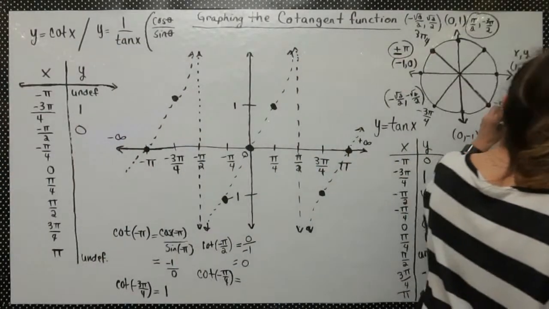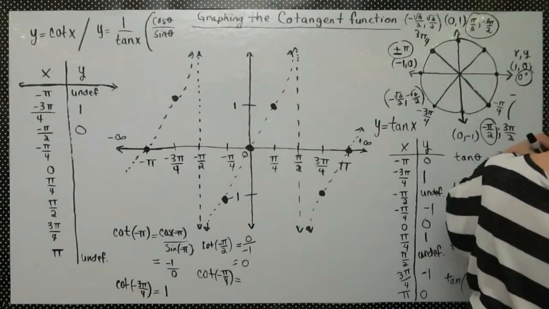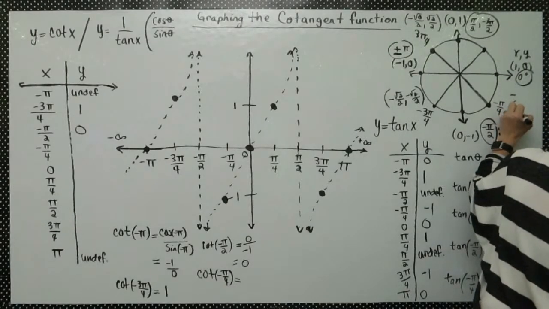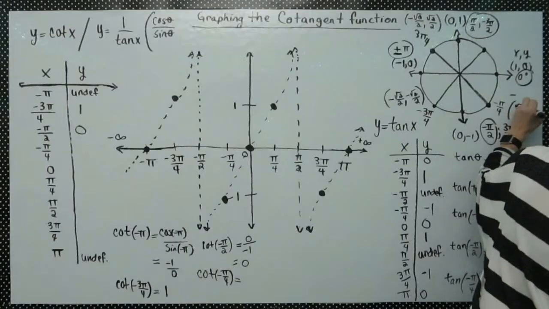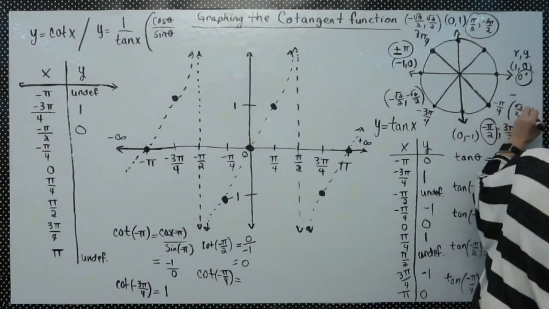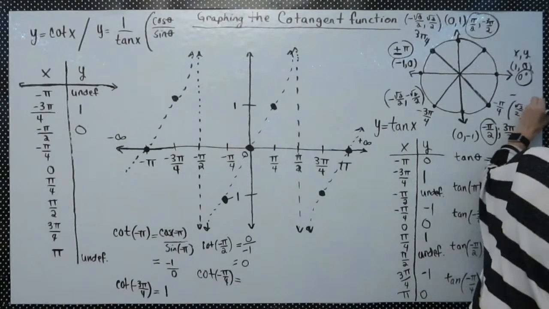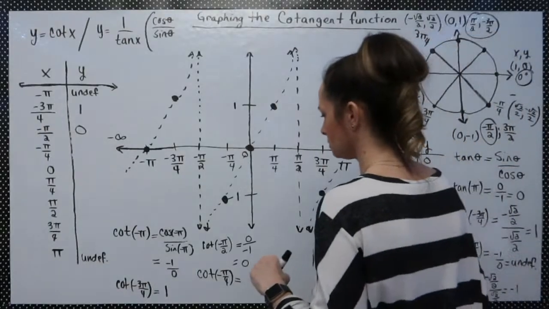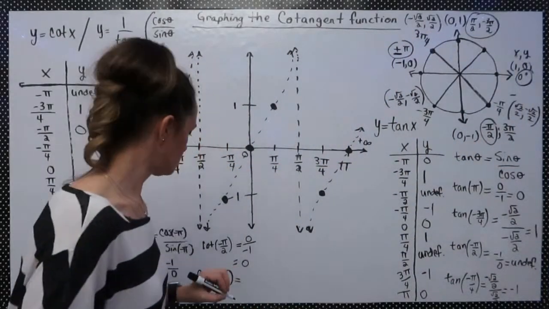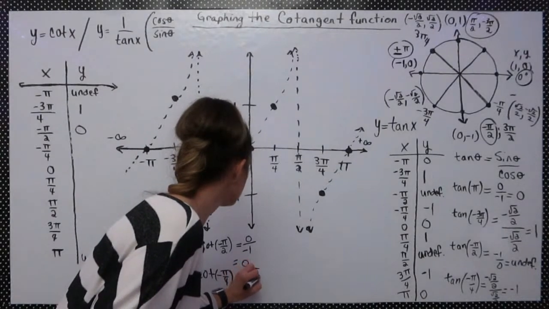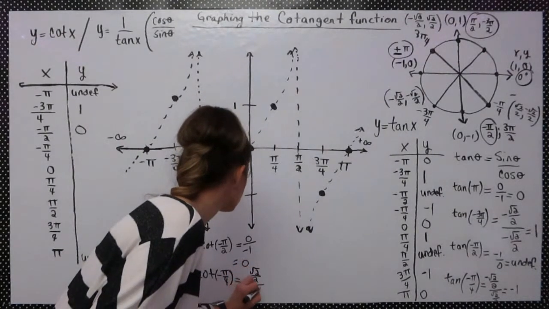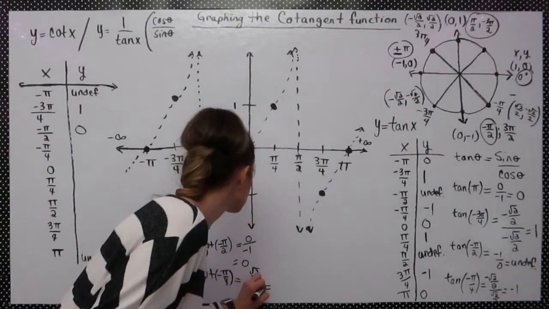And recall negative pi over 4 is here. And that was cosine was positive, so we got radical 2 over 2. And then the sine was negative, so radical 2 over 2. So we're doing cosine over sine, so that's going to be positive radical 2 over 2 over negative radical 2 over 2. So it's going to give us negative 1.